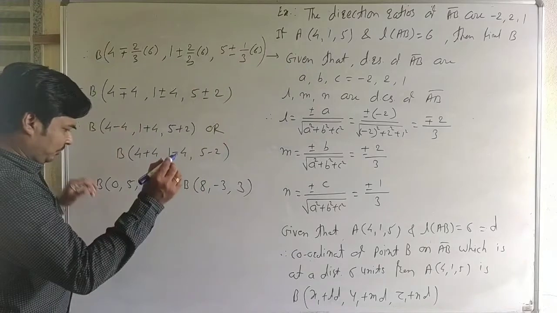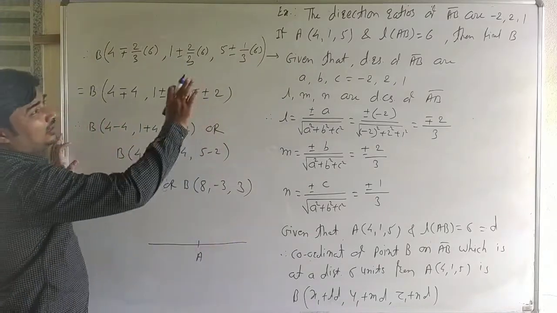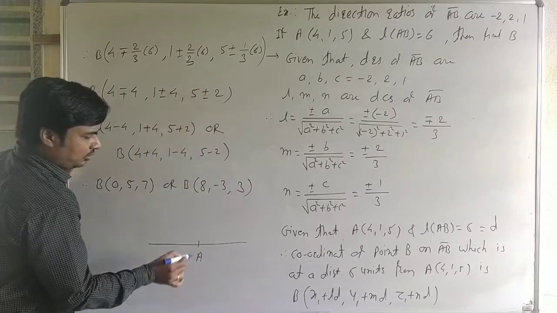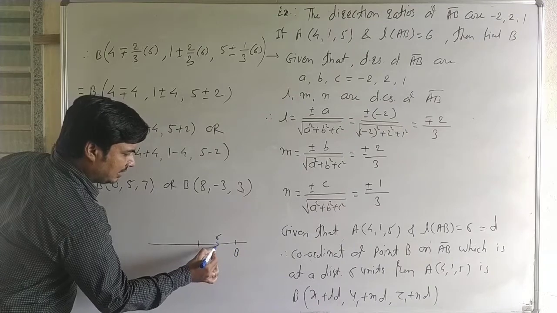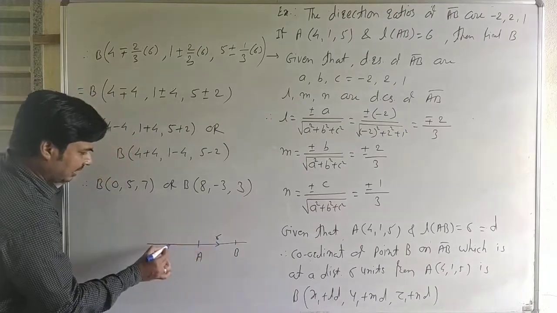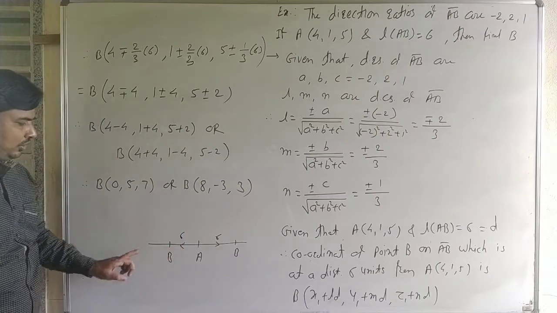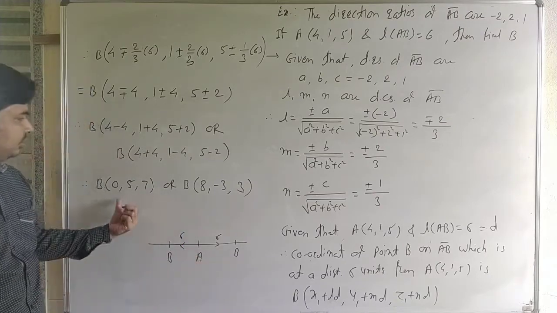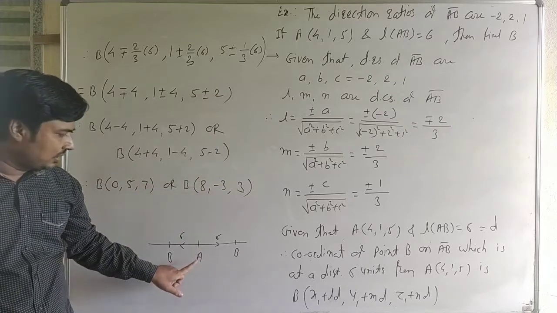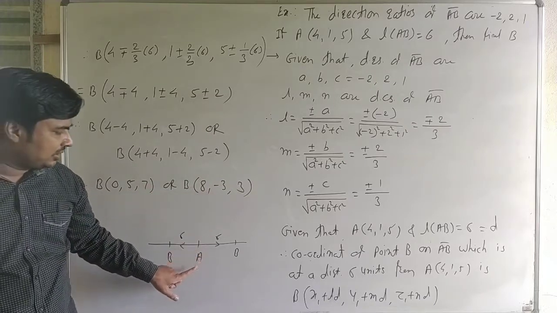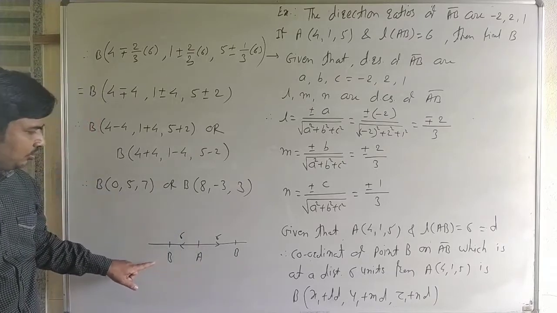Here the direction of vector AB is not given, only the distance between A and B is given. Therefore when the direction is one way we get one point, and when the direction is the other way we get the other point. Therefore B has two possible coordinates, either this or this, which are at a distance of 6 units from point A.